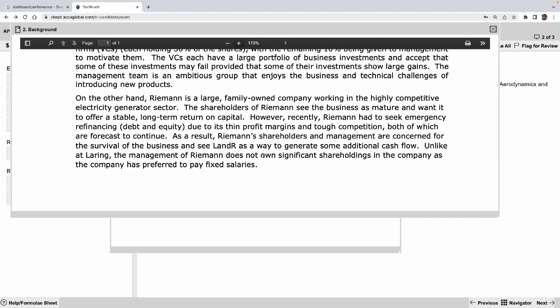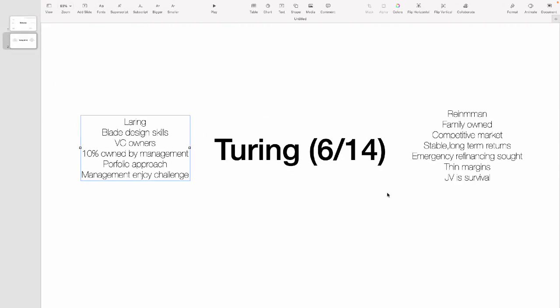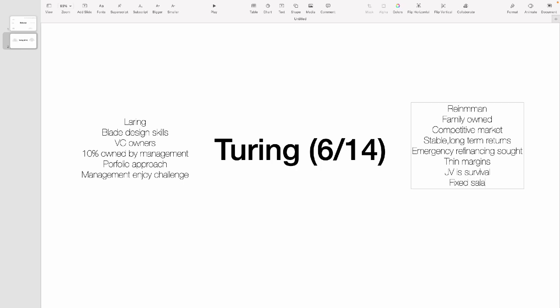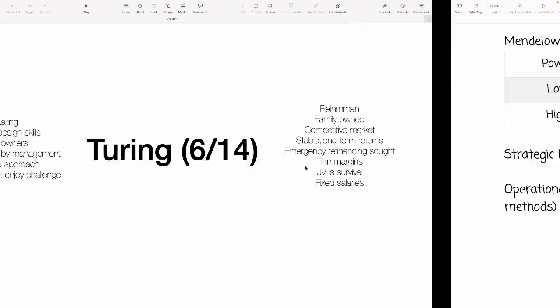Unlike at Laring, management does not own significant shareholding. The company has preferred to pay fixed salary. Okay, that's the difference between the two companies, correct? Based on this difference, you can already pick up certain issues. The management enjoy challenge, their management want to survive, 10% owned by management shares, here fixed salaries. Are you clear now? VC owner, family owner, got it? Three issues already, alright? Three issues, three marks. Okay, now let's move on.